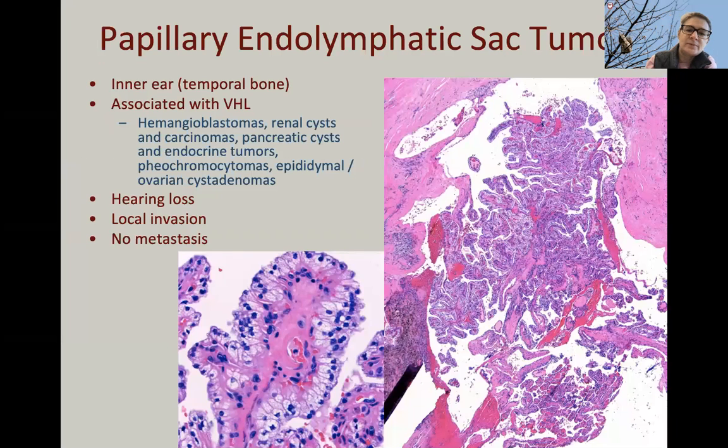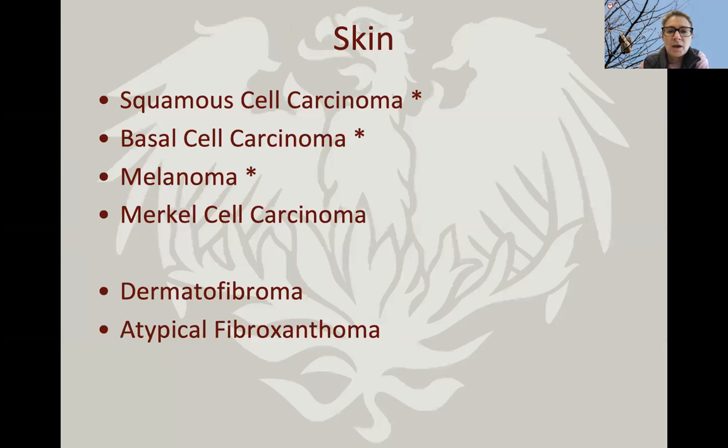Papillary endolymphatic sac tumors are probably the least common, right? Because these are associated with von Hippel-Lindau, which is an uncommon syndrome. But essentially, we see complex branching papillae lined by clear cells. These can be locally destructive into the middle ear, but again, don't really metastasize. So benign, locally destructive, but really non-metastatic. So again, not much in the ear, but there they are.